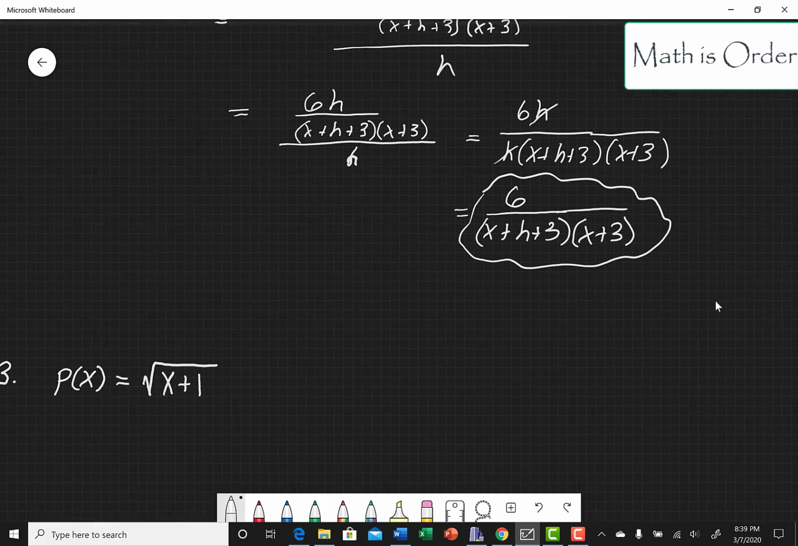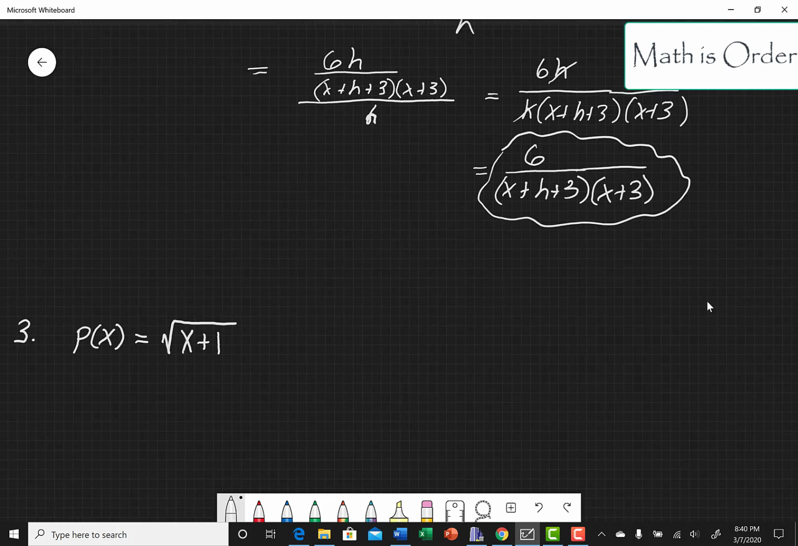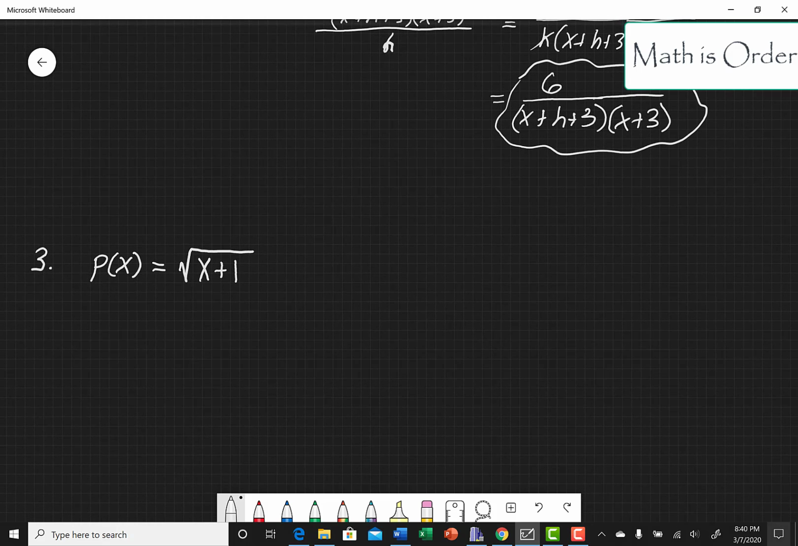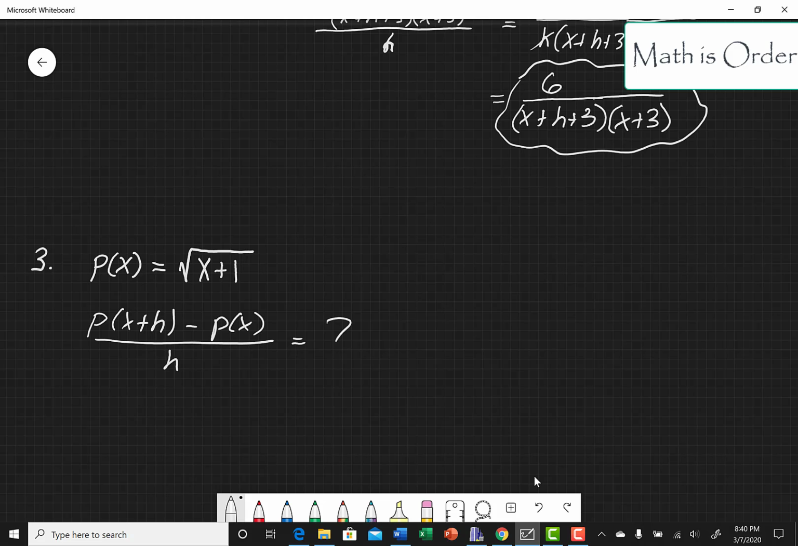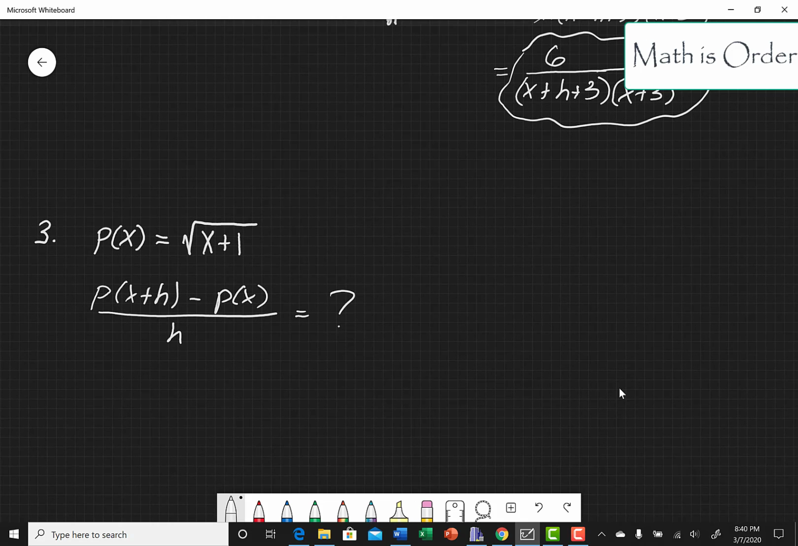All right, let's do one more. Find the difference quotient for a radical function. Same idea, that is, we want to find p of x plus h minus p of x all over h, right? We want to find out what this is equal to. So we just got to simplify this. So first of all, we already know what p of x is. We just need p of x plus h.